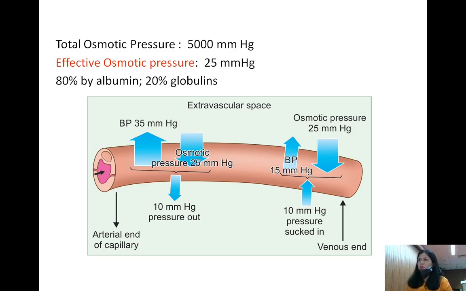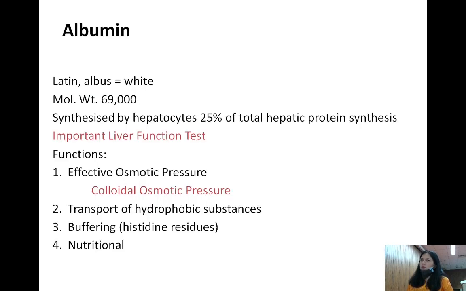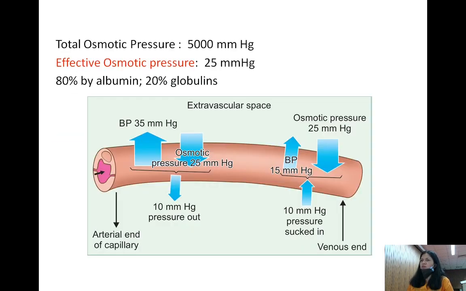We'll move ahead. So this is how albumin maintains the osmotic pressure, which we can also call oncotic pressure. What happens when the albumin concentration decreases? So albumin maintains the colloidal osmotic pressure. The second function is to transport hydrophobic substances, for example bilirubin, non-esterified fatty acids, and drugs. Then albumin has a buffering action because of the histidine residues, and it has a nutritional value.